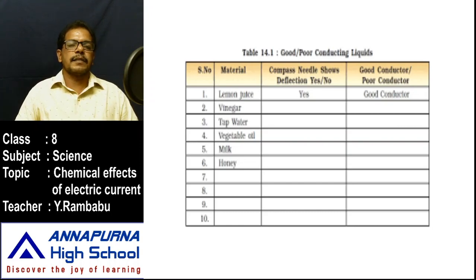Collect different liquids and test with them. In which case we observe deflection in the compass needle, that means the electricity passes through the liquid, then it is a conductor or electrolyte. In which case the electricity doesn't pass, that means there is no deflection in the magnetic compass needle, we didn't observe any deflection, that's why it is a poor conductor. Like that, we have to test with different liquids whether it is a conductor or insulator, that means electrolyte or non-electrolyte.